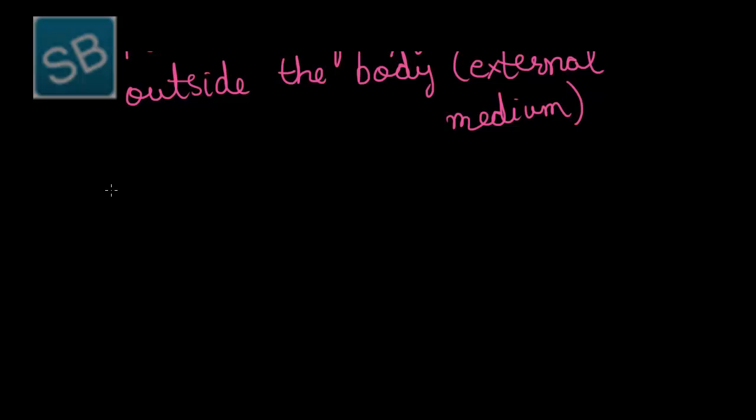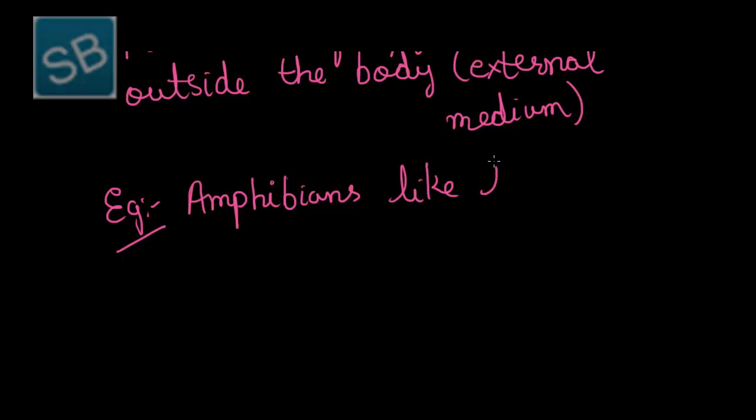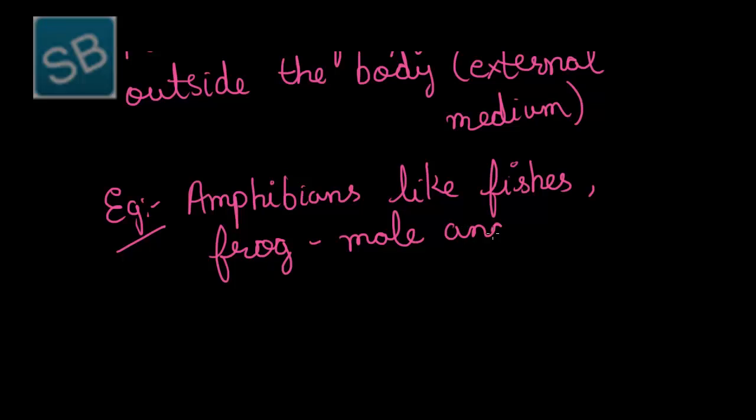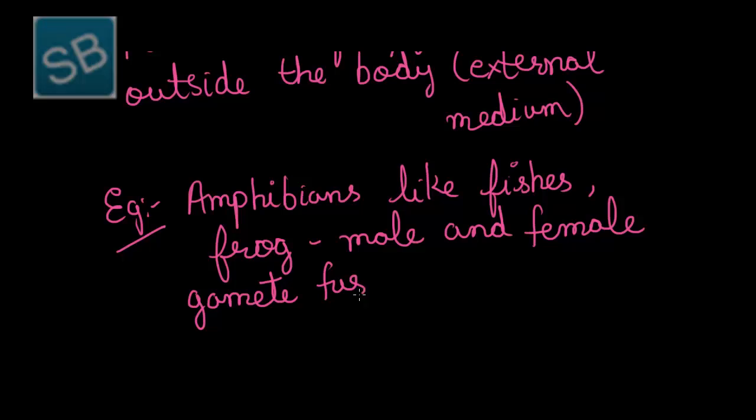Example, in amphibians like fishes, frogs, the type of fertilization that occurs is external fertilization. In this, the male and female gametes fuse in the external medium like water, that is outside the body, where the zygote gets formed.